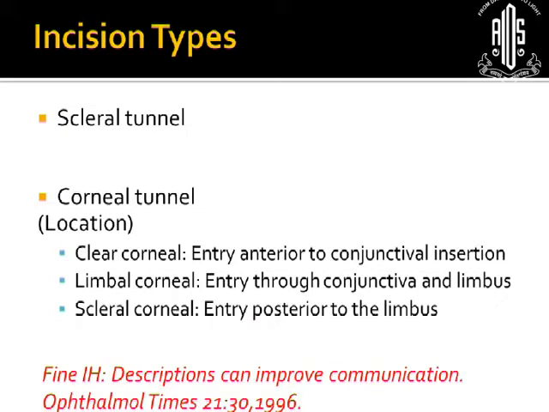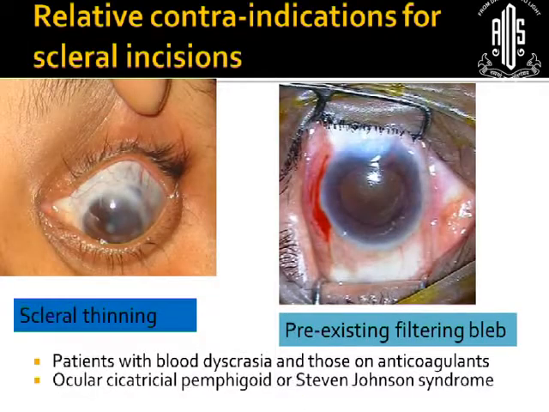So to start with incisions, they can be either scleral incisions or corneal incisions. Dr. Howard Fine had further classified corneal incisions: scleral corneal, limbal corneal and clear corneal. The scleral tunnel incision is primarily used for SICS, that is the manual phaco, and the corneal incisions are being used for phacoemulsification. Now let us see what incisions we have in our armamentarium and which we should not be using in certain conditions.